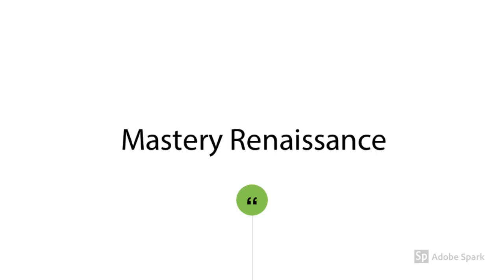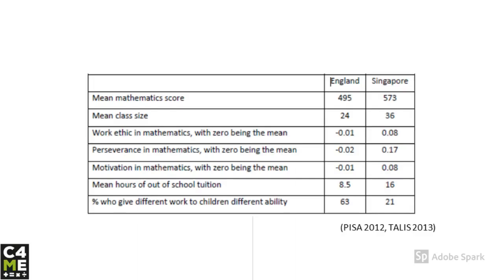Over the past 10 or so years, there's been a renaissance in teaching and learning for mastery. PISA and TALIS results from 2012 and 2013 showed a gap between learning in England for mathematics and learning in East Asia. Here's some data that shows the difference between England and Singapore. What's interesting to note is that the average mean maths score was 494. So England wasn't below average, it just wasn't as high as those countries in East Asia.